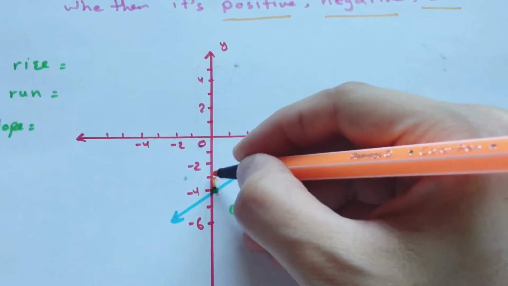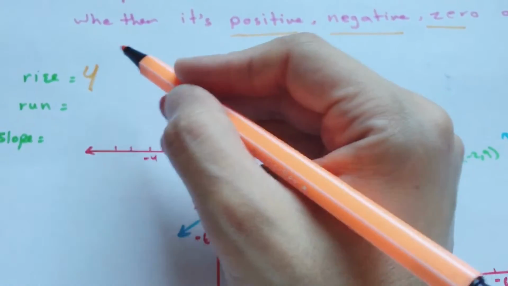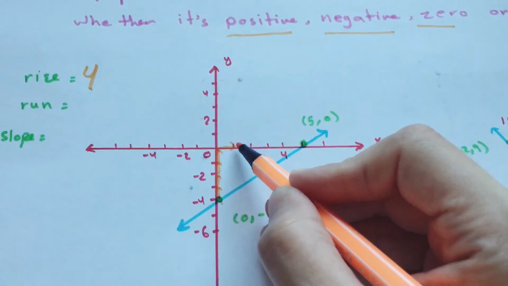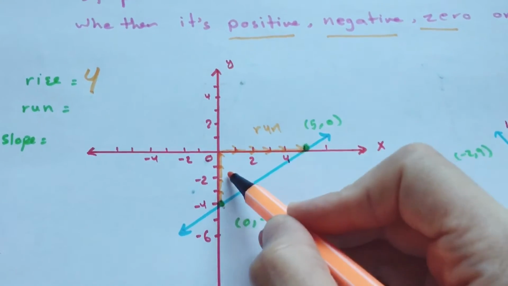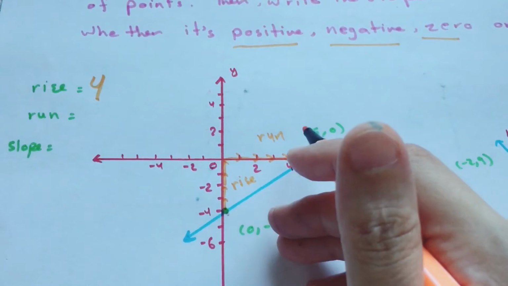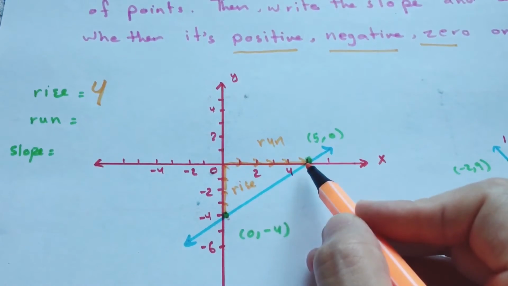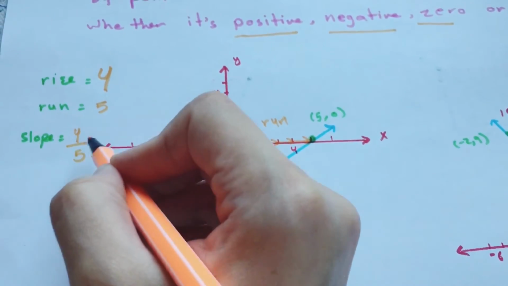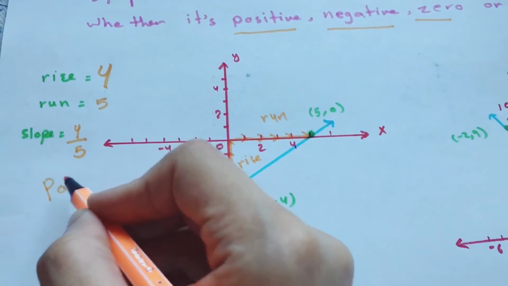So let's go 1, 2, 3, 4. So the rise is 4 and not negative 4 because I went up. Now I'm going to go to the right. 1, 2, 3, 4, 5. This is the run. So this is the rise and this is the run. The run is the horizontal way and the vertical way is the rise. So the run also is positive because I went to the right. It will be 5. So the slope will be the rise over the run, which is 4 over 5. 4 over 5 is a positive number, so the slope is positive.